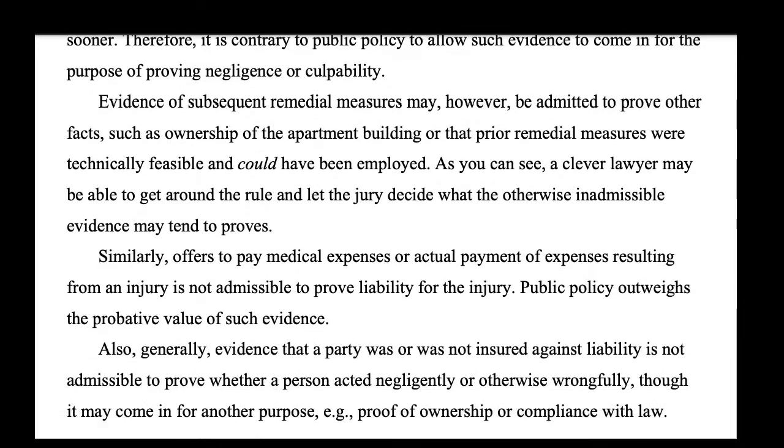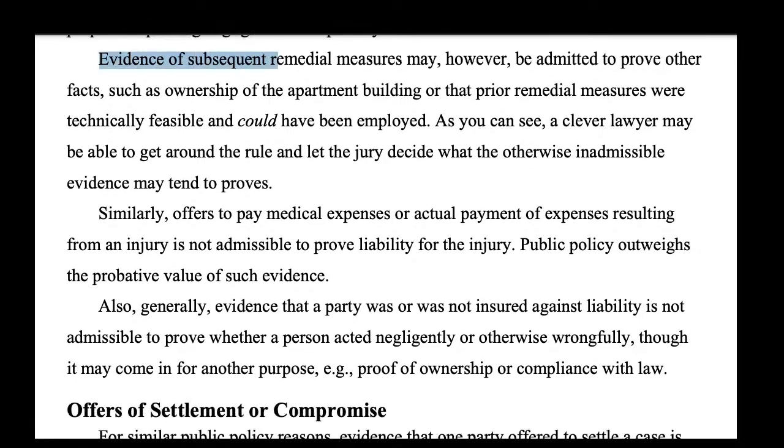However, evidence of subsequent remedial measures may, however, be admitted to prove other facts, such as ownership of the apartment building, or that prior remedial measures were technically feasible and could have been employed. As you can see, a clever lawyer may be able to get around the rule and let the jury decide what the otherwise inadmissible evidence may tend to prove.